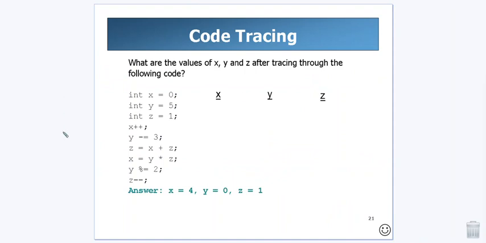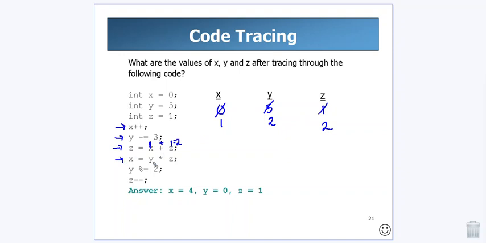Now, chances are you're going to have to get used to code tracing, and one recommendation I have is to list your variables and their initial values. So X starts as 0, Y starts as 5, and Z starts as 1. And as you go line by line, modify and update your variables. So here when I do X plus plus, that means increment X by 1. And then here when I say Y minus equals 3, that means subtract 3 from your Y value. And in this line, I take my X value, which is currently 1, and my Z value, which is currently 1, and I add them together, and I assign that to Z.